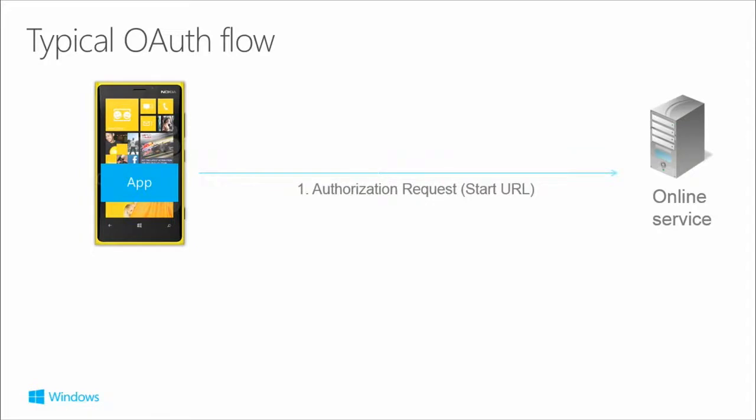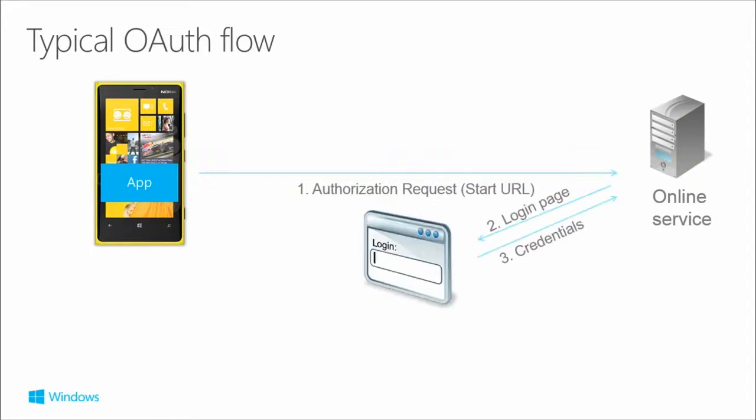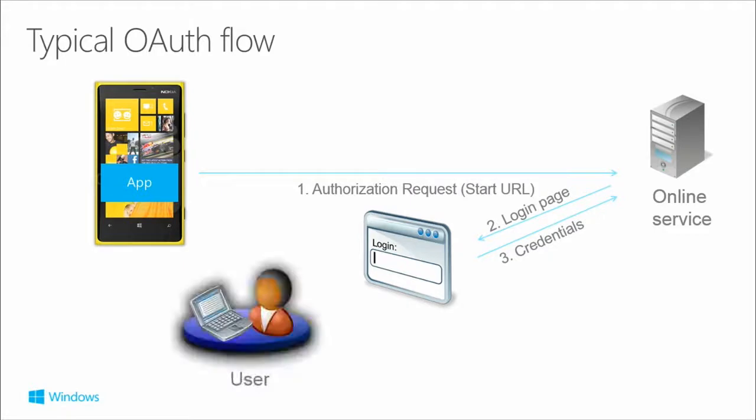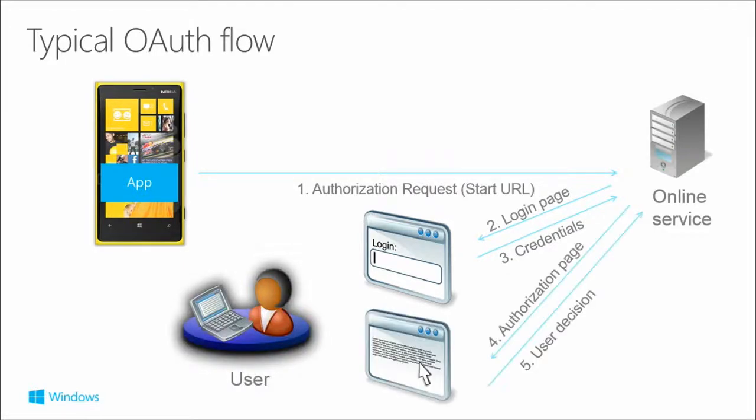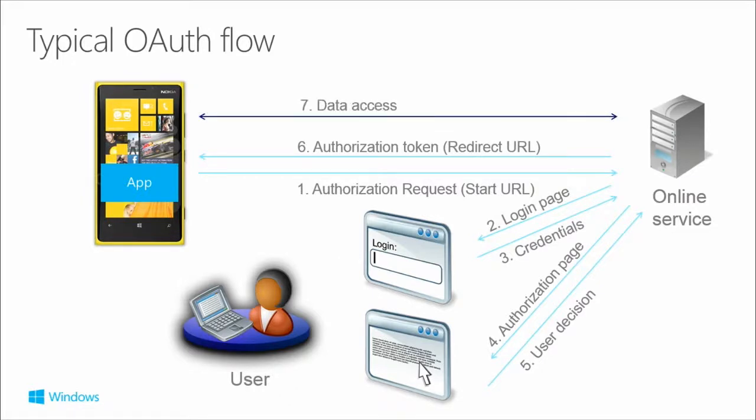So the typical OAuth flow is you've got your online service, the app makes the authorization request, then the online service will pop up a web page with a username and password. The user has to authenticate against that, entering their credentials. Then the user decision goes back to the online service. The online service authenticates that, says, yeah, you're cool, and it sends back a token to your app. And thereafter, the app uses that token whenever it wants to call back into that service.